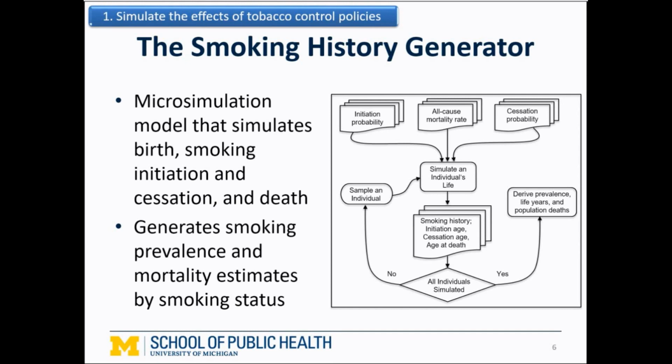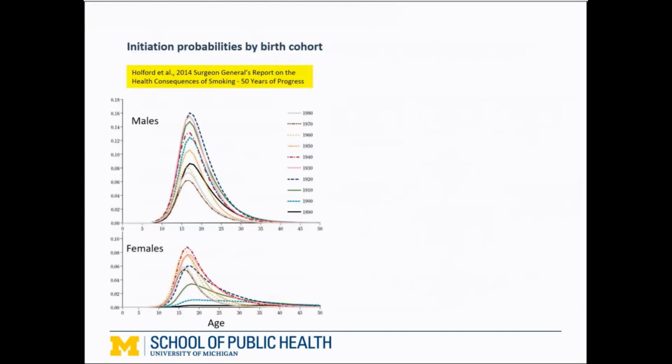the smoking history generator and also as reported in the Surgeon General's report. So on the x-axis you see age here, and then on the y-axis here is the initiation probability, and all of these different lines are for different birth cohorts. So you can see in general that as individuals age and approach adolescence, the probability of smoking initiation goes up and then drops once you get to roughly 30 onwards.